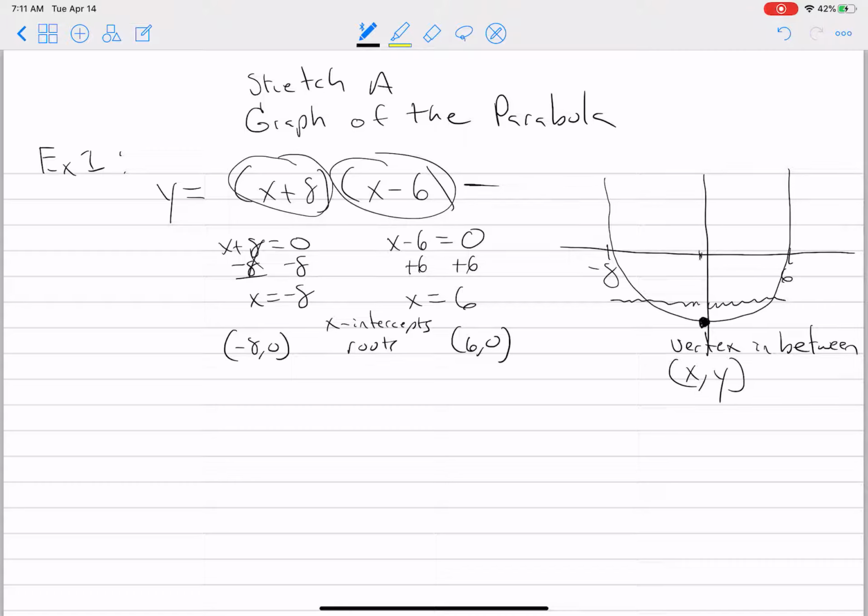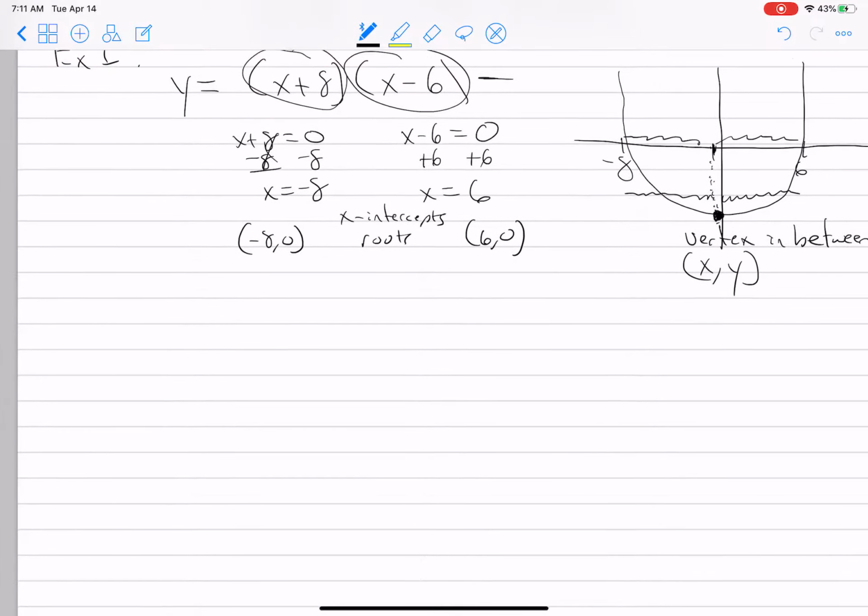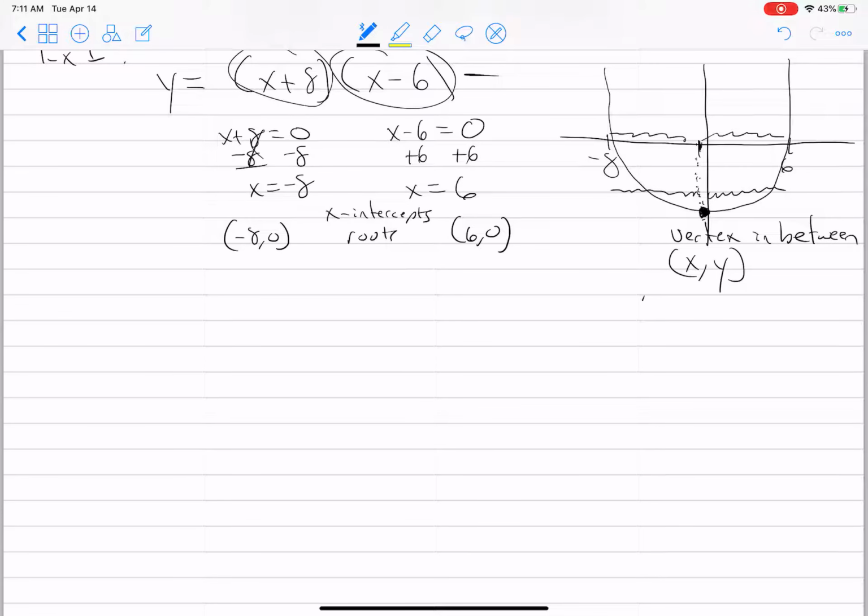Well, this coordinate right here is the x coordinate. So we're going to need to figure out what this x coordinate is that's halfway between 6 and -8. So that's what we're about to figure out. There are 2 ways to do this. The first way, the most simple way, is to literally count.